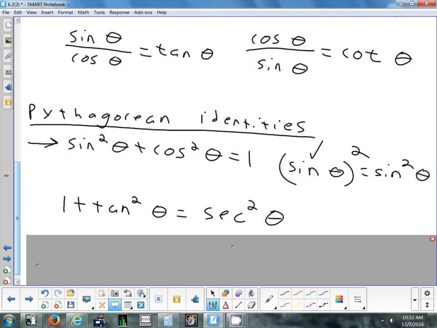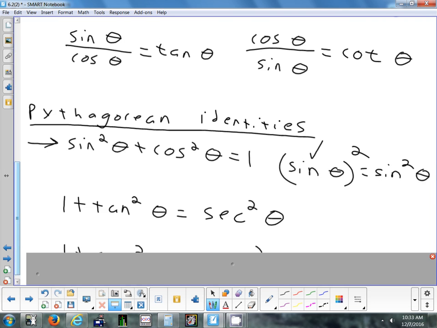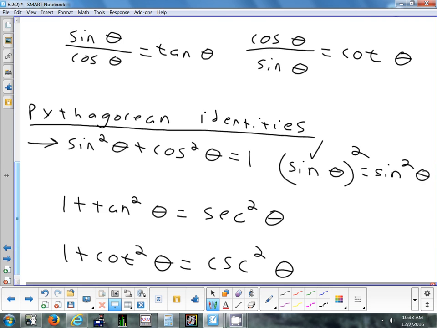The next one is 1 plus tangent squared theta equals secant squared theta. And the last one is 1 plus cotangent squared theta equals cosecant squared theta. I usually just remember the first one because these other 2 are really just the first one. There's a way you can get the last 2 if you only know the first one.